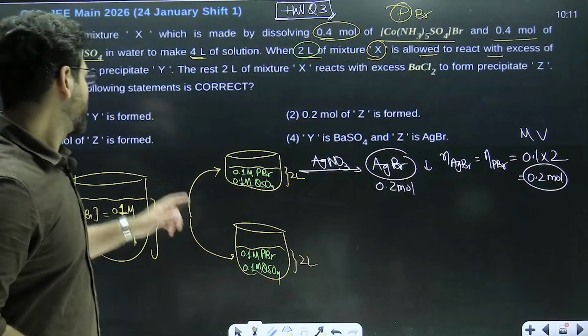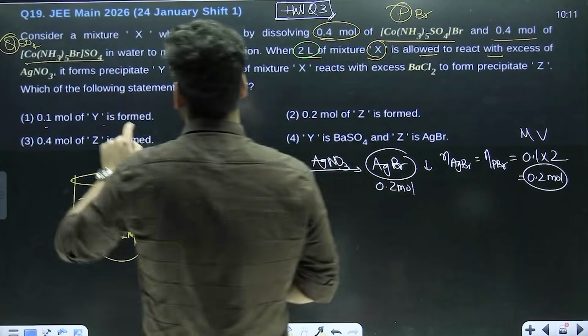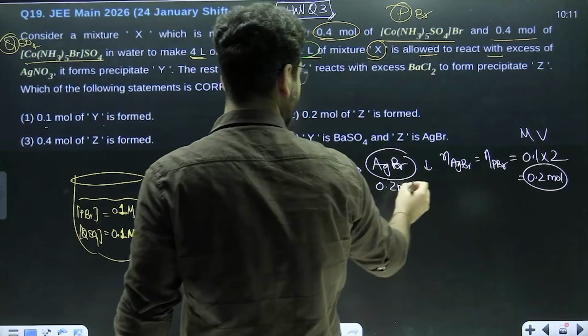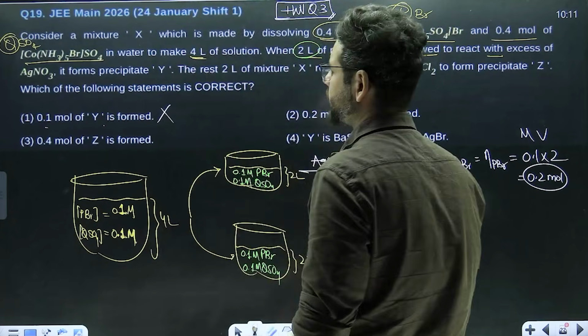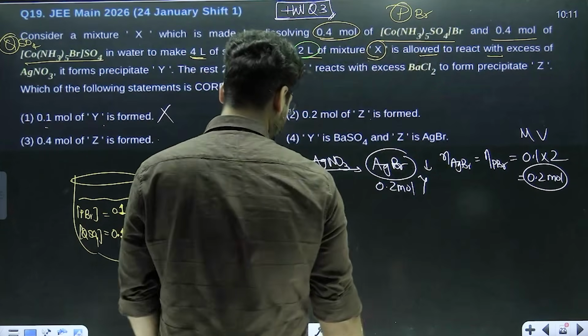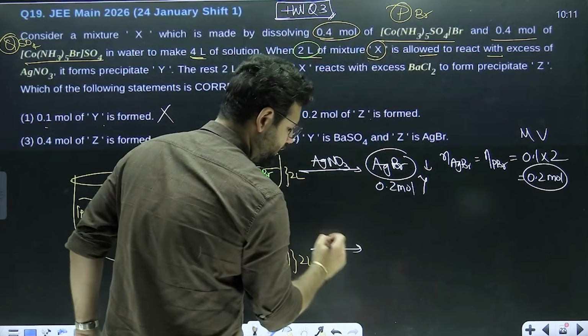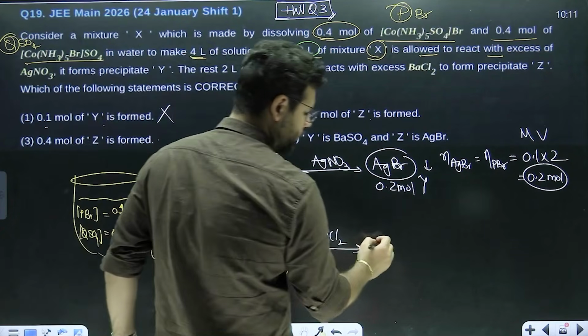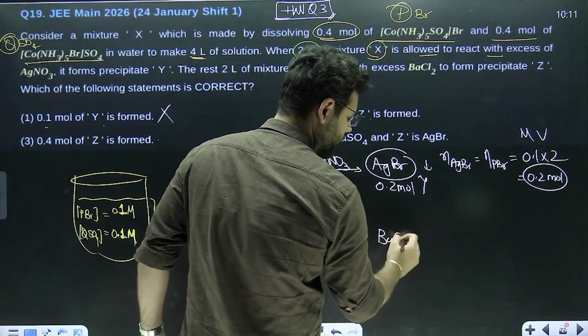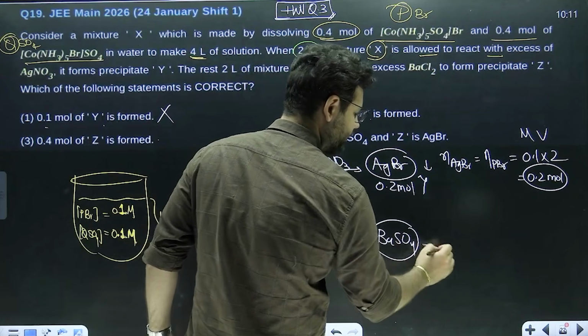Okay. 0.1 mole of Y is formed. Y is AgBr only, that is why they are calling it that. 0.1 mole of Y is formed is incorrect. 0.2 mole of Z is formed, 0.4 mole of Z. Now let's see Z. Here we have added BaCl2. Barium will precipitate all the sulfate out. So BaSO4 will form, which they are calling Z.